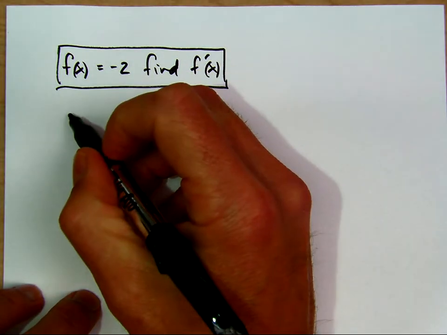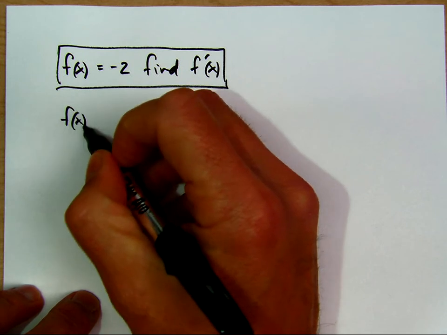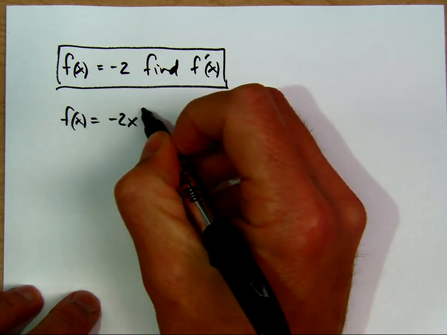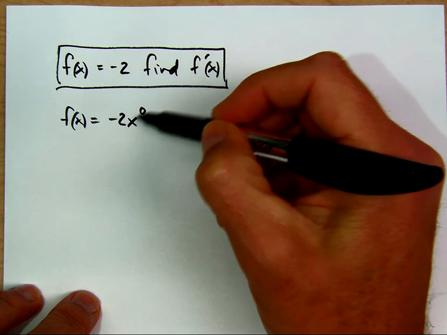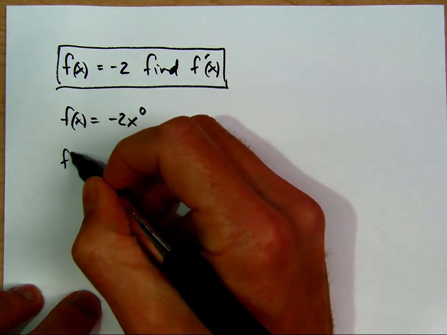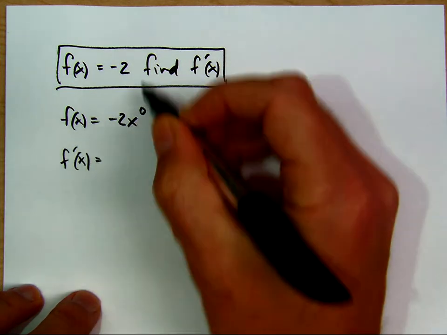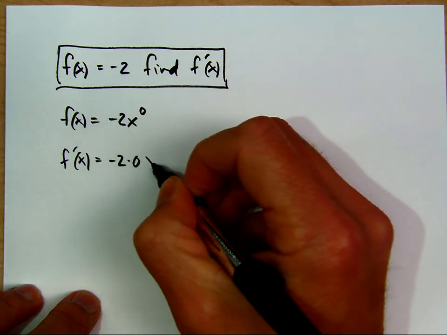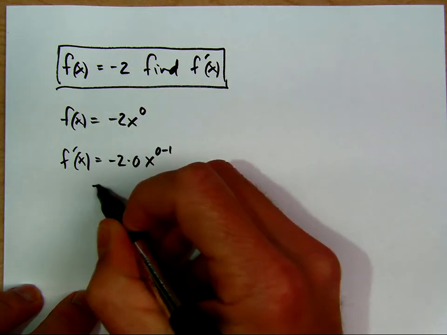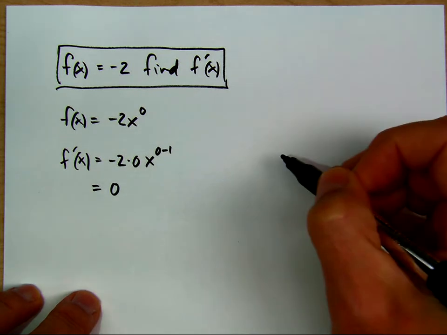If we use the power rule, we could write it like this. So negative 2 is the same as negative 2x to the 0. And then when we take the derivative, we can see why this derivative is going to be 0. Multiply by 0 and then subtract 1. But that's still a 0 there. So the power rule works.